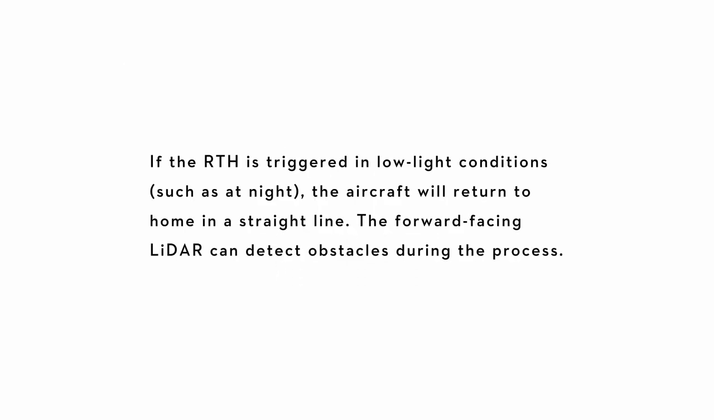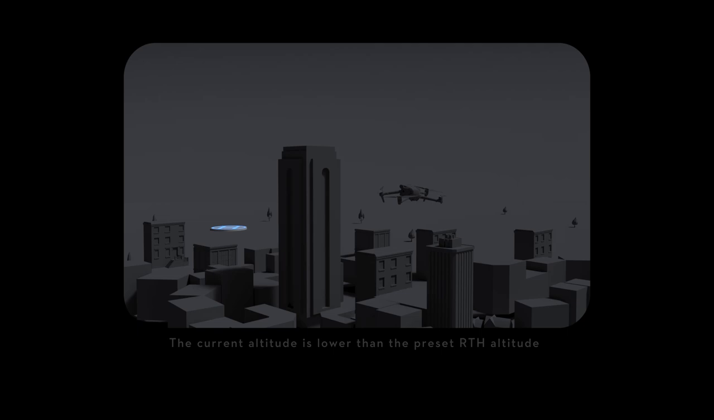RTH in low light conditions. If the aircraft is further than 50 meters from the home point and the current altitude is lower than the preset RTH altitude, it ascends to the preset RTH altitude and then flies back to the home point. If the aircraft is further than 50 meters from the home point and the current altitude is higher than the preset RTH altitude, it flies back to the home point at the current altitude. If an obstacle is detected ahead, the aircraft will ascend to avoid the obstacle. It will stop climbing once the path ahead is clear and then continue to RTH.